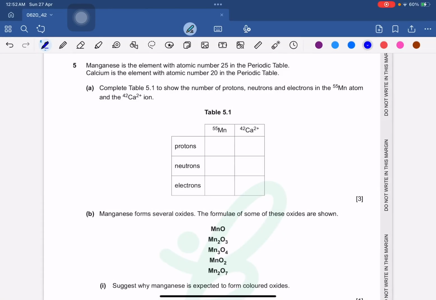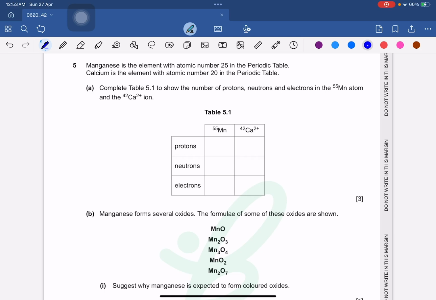Let us move on to the next question. Manganese is an element with atomic number 25 in the periodic table. Calcium is the element with atomic number 20 in the periodic table. Complete the table 5.1 to show the number of protons, neutrons and electrons in the 55Mn atom and the 42Ca2+ ion.